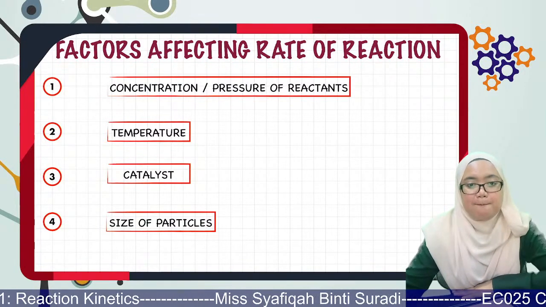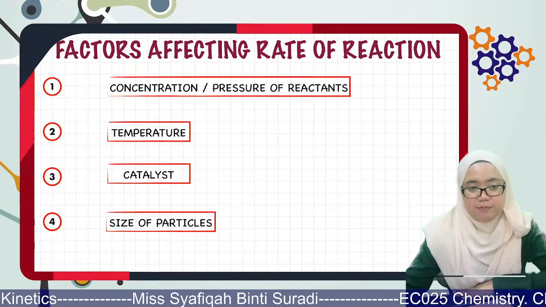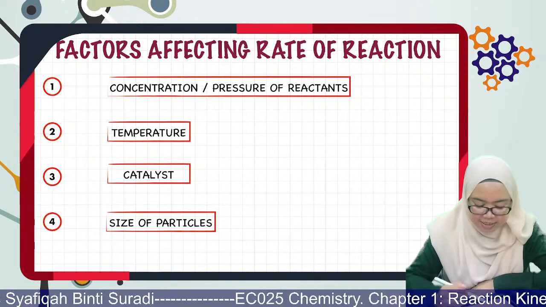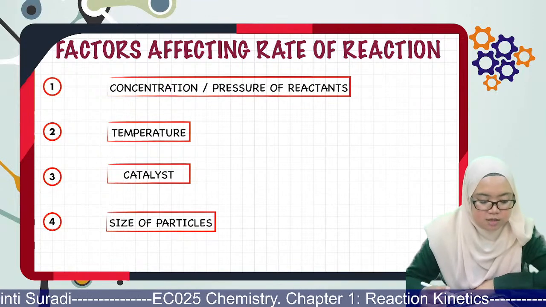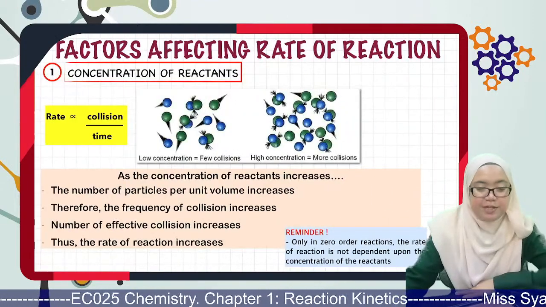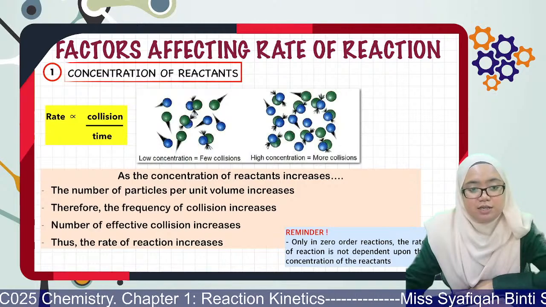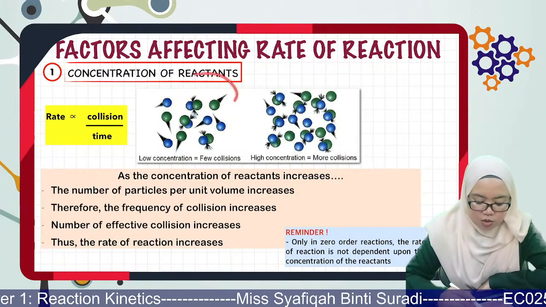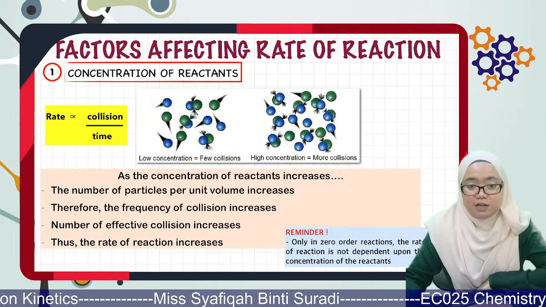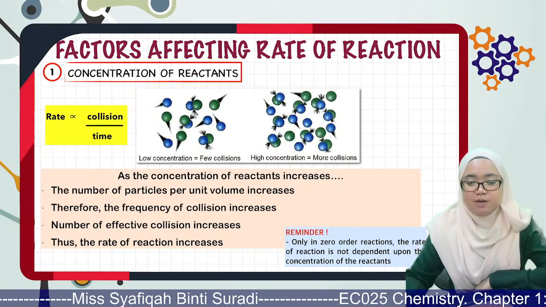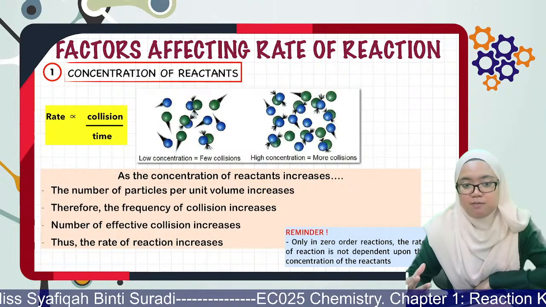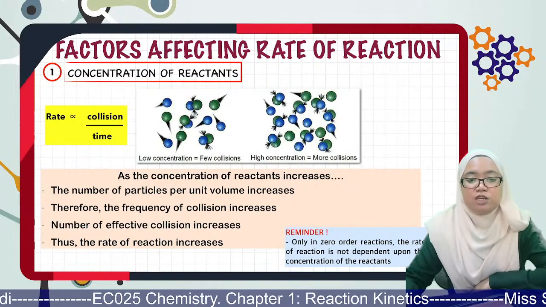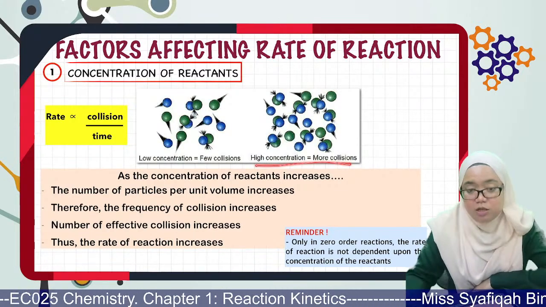so kita nak tengok ada 4 factors yang affect the rate of reaction. Yang pertama, concentration or pressure. Yang kedua, temperature. Yang ketiga, catalyst. Dan yang keempat, size of particles. Okay, yang pertama, factor concentration of reactor. Okay, so ini kalau lower concentration, maksudnya ada few collision. Sebab tak banyak kan molecules dalam low concentration. Kalau high concentration, kita ada banyak molekul kat situ, so dia akan ada more collision.